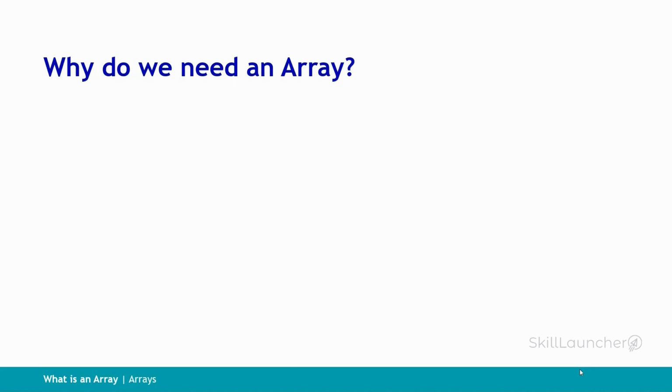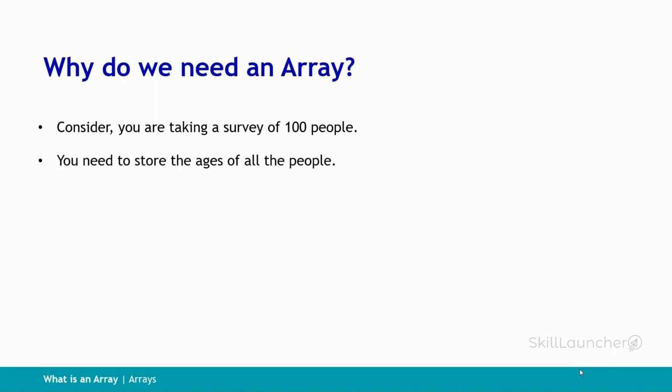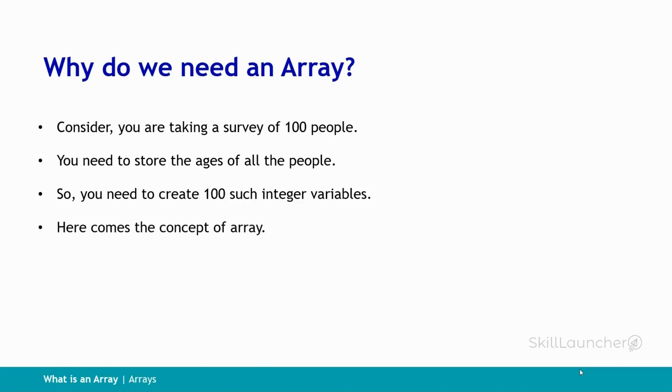We can use normal variables when we have a small number of objects and a small amount of data. But when we want to store a large number of instances, it becomes really difficult to manage them with normal variables. Let us consider an example. We are taking a survey of 100 people and we need to store the ages of all the people. So we will create 100 such integer variables that will store the age of each person. Don't you think it would be very hectic to remember the names of such 100 variables and to access them when needed? Here comes the concept of an array.